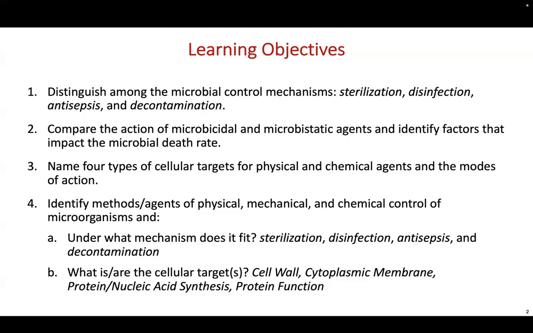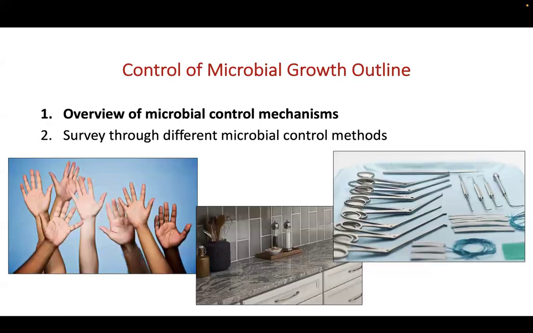And then under that, we will talk about what mechanism you should use when you want to get rid of a certain microbial organism, such as sterilization, disinfection, antisepsis, or decontamination. And what are the cellular targets that these disinfectants are targeting, whether the cell wall, cell membrane, protein, nucleic acid synthesis, or protein function. So to dive deep into it, like we learned last time, we have to protect ourselves from microbes, and then we also have to control their growth in order for them not to overly affect us.